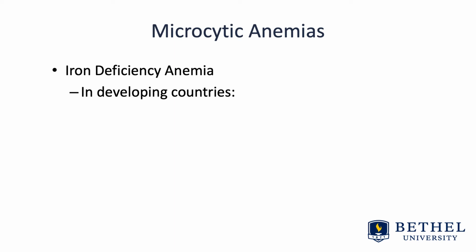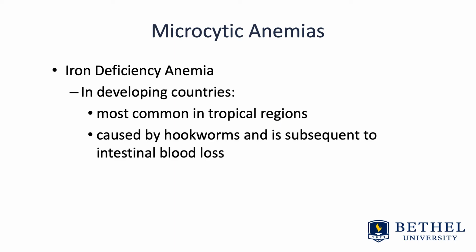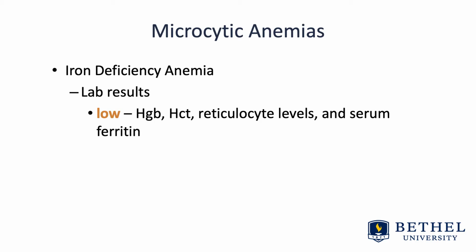In developing countries, IDA is most common in tropical regions. It's caused by hookworms and it's subsequent to intestinal blood loss. IDA onset is gradual, with red blood cell production falling in response to declining iron reserves. As a provider, you'll order labs and find the following values to be low: hemoglobin, hematocrit, reticulocyte levels, and serum ferritin. Transferrin and total iron binding capacity will be high.